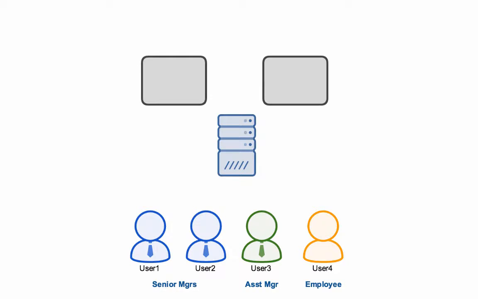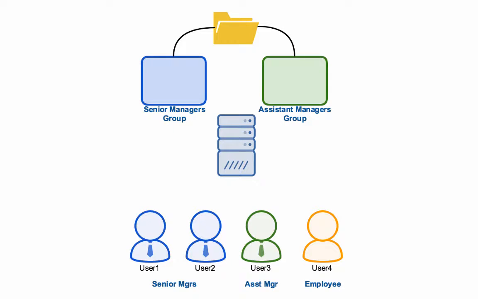Let's say we have 4 users. User 1 and User 2 are senior managers. User 3 is an assistant manager. And User 4 is a regular employee. To assign different permissions for these users, we created a couple of groups. A group named Senior Managers and a group named Assistant Managers. User 1 and User 2 belong to the first group, while User 3 belongs to the second group. User 4 does not belong to any group.